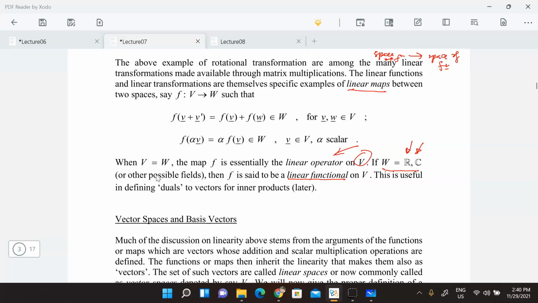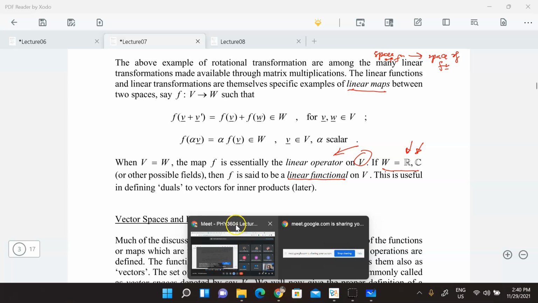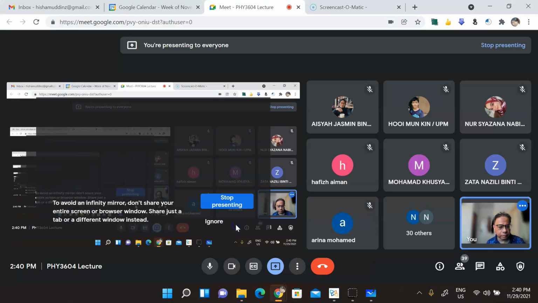Have you done quantum mechanics? Let me just check if there is anyone who has actually done quantum mechanics. Anyone? Say yes or no. Yes? Yes or no? No, okay.